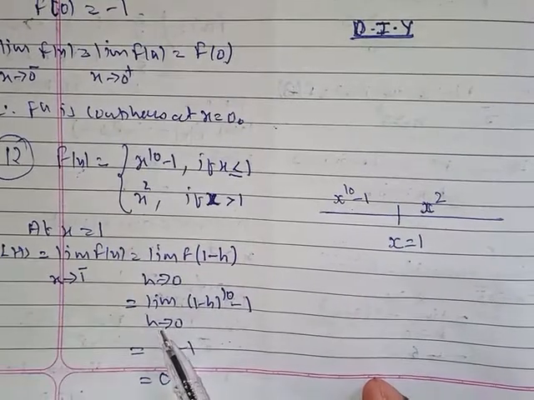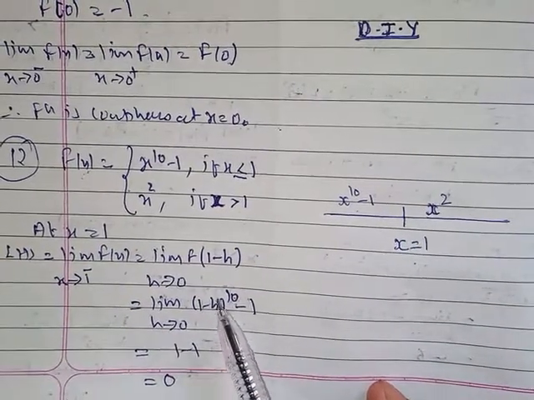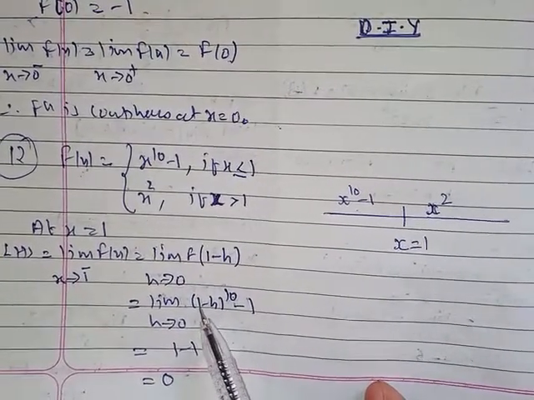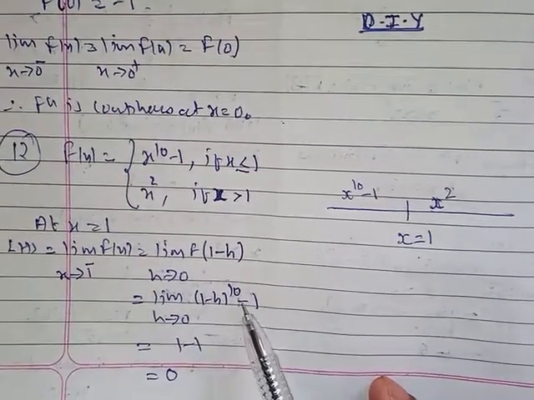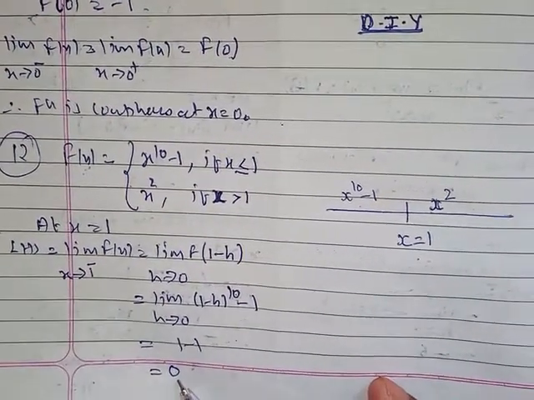Now substitute the limit. If we substitute, h becomes 0, then 1 raised to 10 is 1, minus 1. So 1 minus 1 is 0.